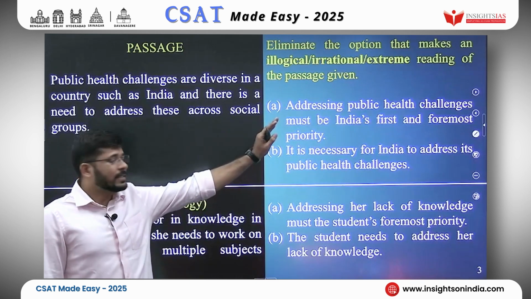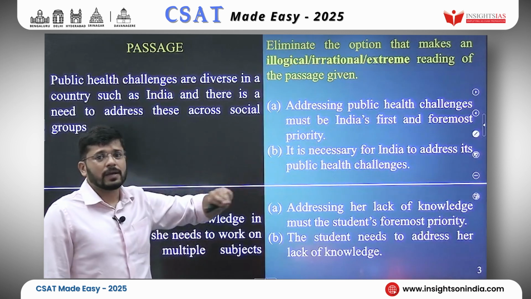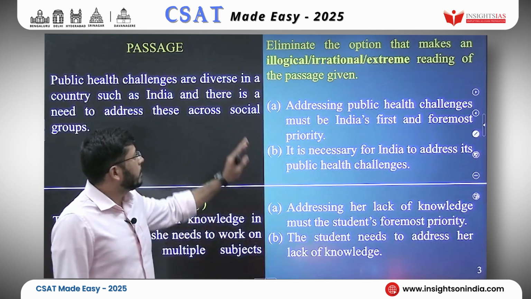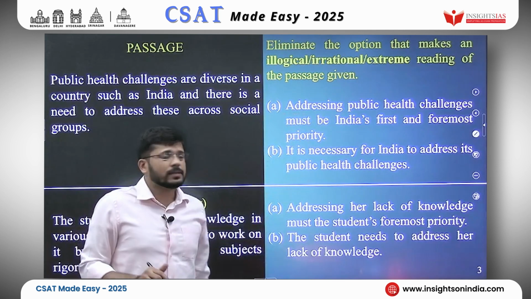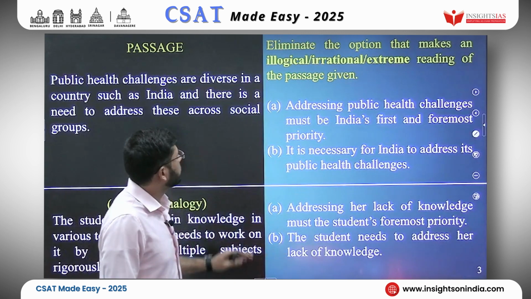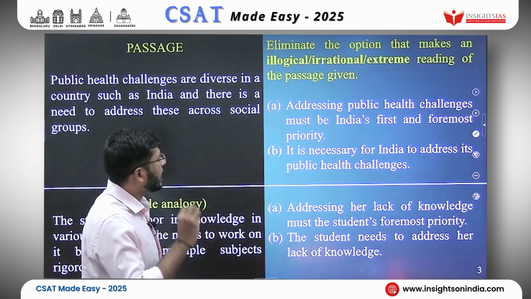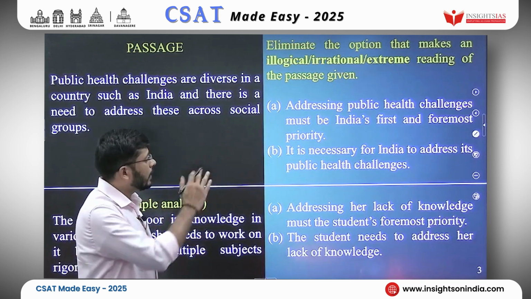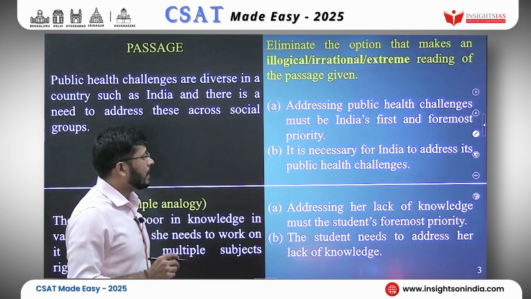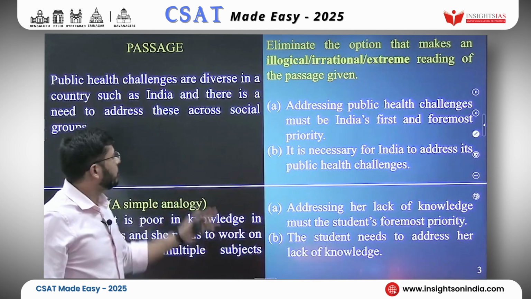Now, it is our task to eliminate one of these two options, which happens to be illogical, irrational, or extreme. Of these two options, one of them is either illogical, irrational, or extreme, and we have to eliminate that one. Which one would that be? Let's read the options. Addressing public health challenges must be India's first and foremost priority. Let's read the second one. It is necessary for India to address its public health challenges. Now, both of them more or less agree with what the passage is saying.